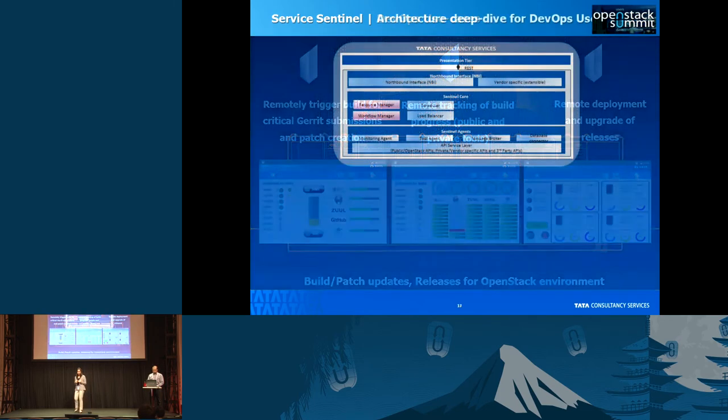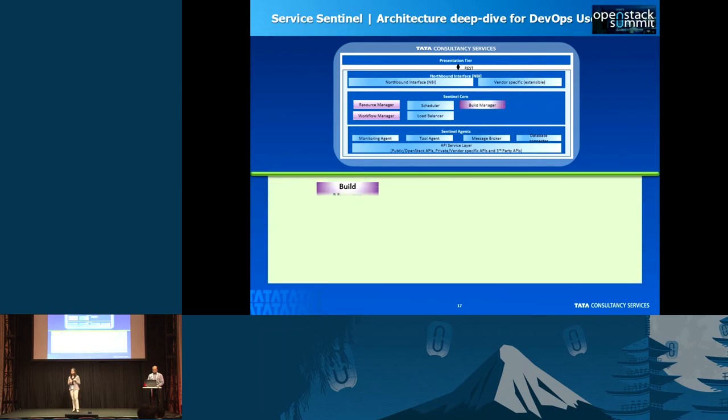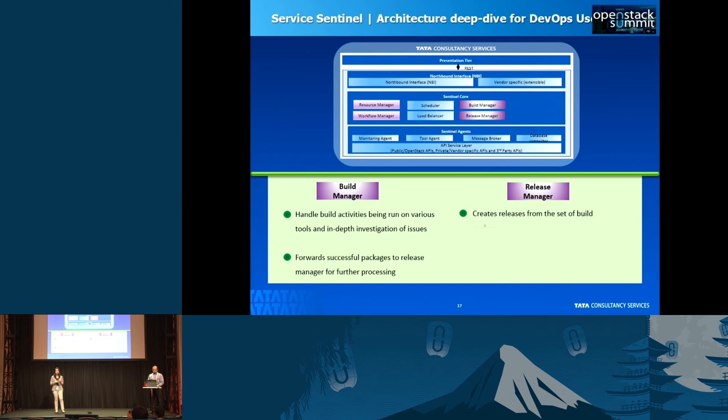Moving to the next slide. Here we present an architectural overview of Service Sentinel for DevOps users specifically. So the layout will remain the same, that is the framework for Service Sentinel. The Sentinel core layer will now deal with only two main components here, that is the build manager and the release manager.